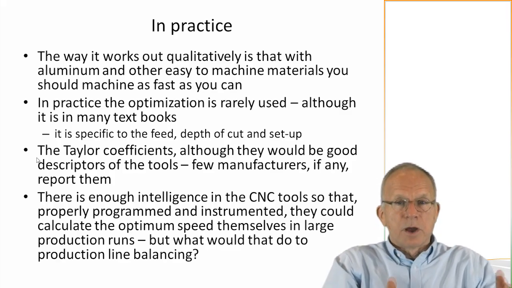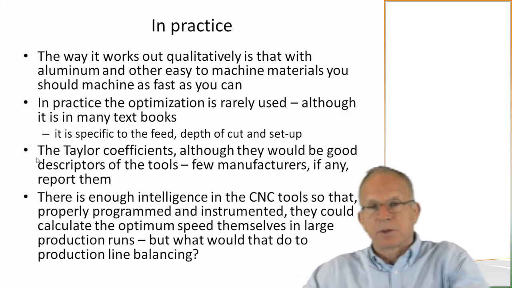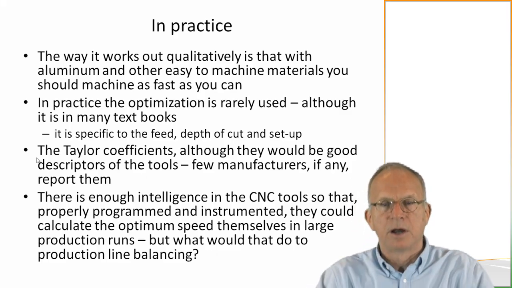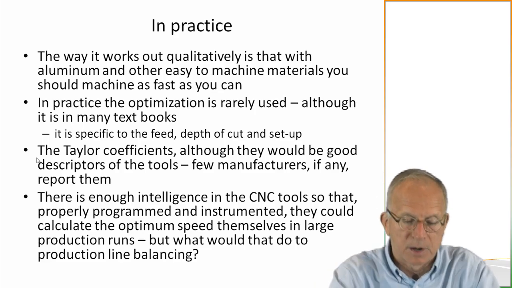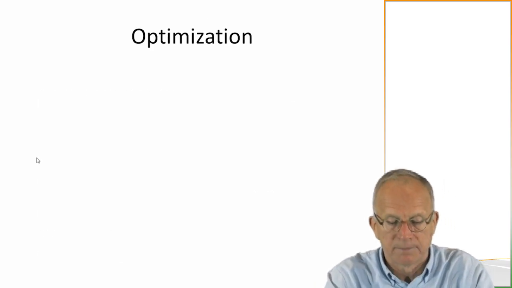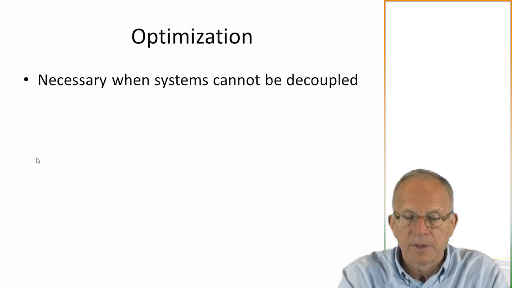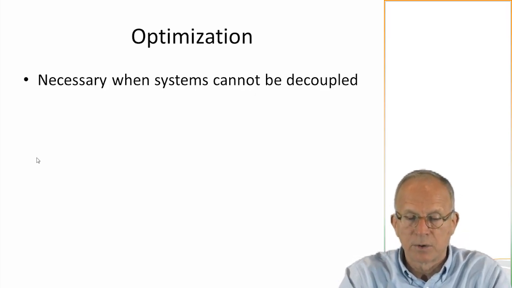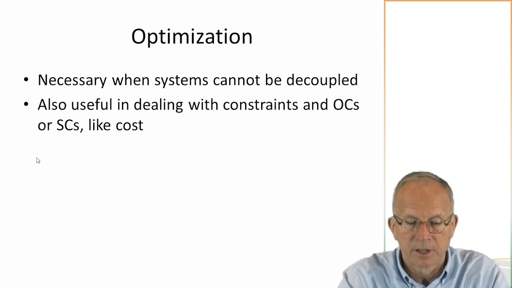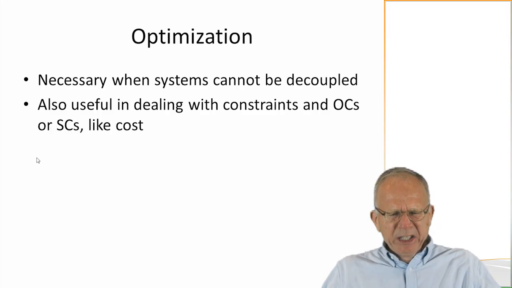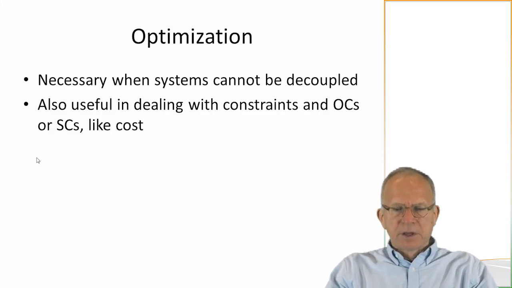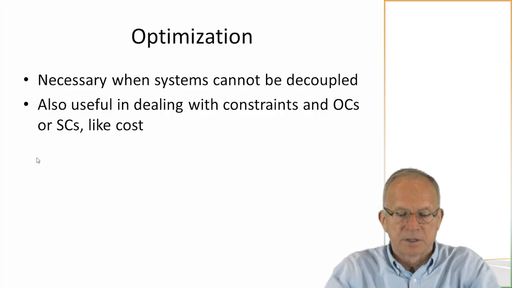The problem is, too, though, that machine has to be sort of in sync with the rest of the production line. And so this might have an adverse effect on line balancing. However, it's still a possibility. Something could be done. So the optimization, as I was saying, is necessary when systems cannot be decoupled. Also, optimization is good for dealing with constraints or OCs or SCs, like things like the cost, selection criteria, optimization criteria.